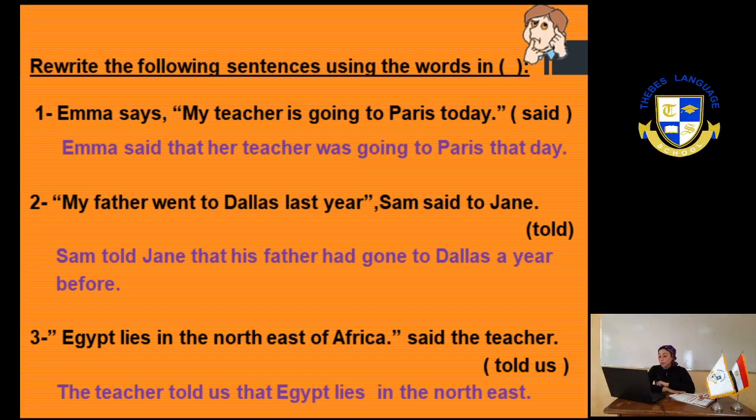"Egypt lies in the northeast of Africa," said the teacher. The teacher told us. It's a general truth. So which tense are we going to use? Exactly the same tense, which is the present simple tense. The teacher told us that Egypt lies in the northeast.